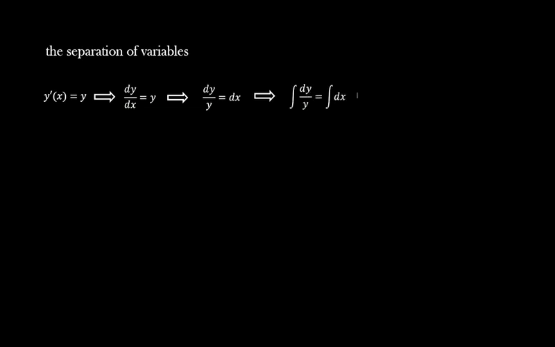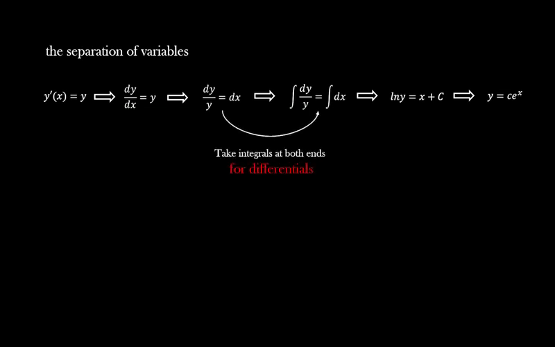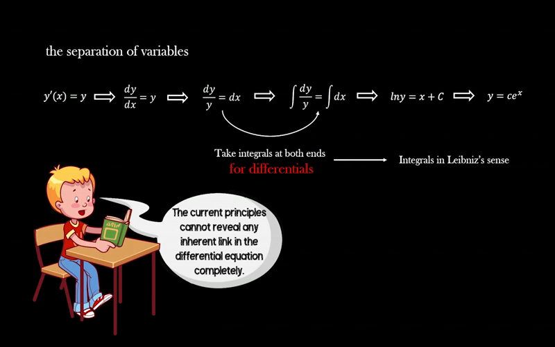Thirdly, the separation of variables is a classical method to deal with differential equations, which is to transform all derivatives into differentials, and take integrals at both ends. This effective method reveals that the integral is the inverse process of the differential. Here we take integrals at both ends for differentials instead of anything else, which are integrals in Leibniz's sense. Clearly, the current system of calculus principles, which interprets integral as merely the inverse process of derivation, cannot reveal any inherent link in the differential equation completely.